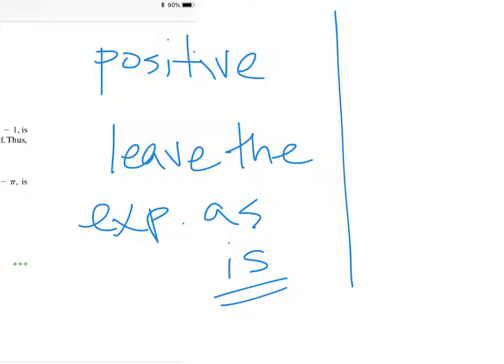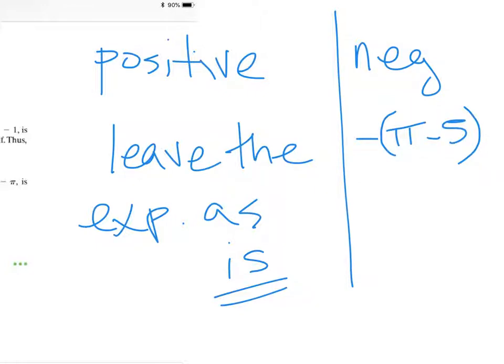If the value inside the absolute value bars is negative, then what you're going to do is remove the absolute value bars and change them into parentheses and then put a negative on the outside. That negative is then going to change any of the signs inside the expression to an opposite number. So for instance, if you had pi minus 5, pi minus 5 is a negative number, then the expression becomes negative pi plus 5.